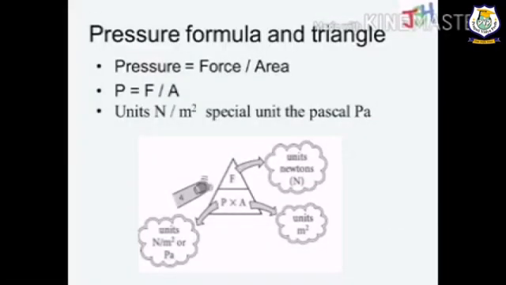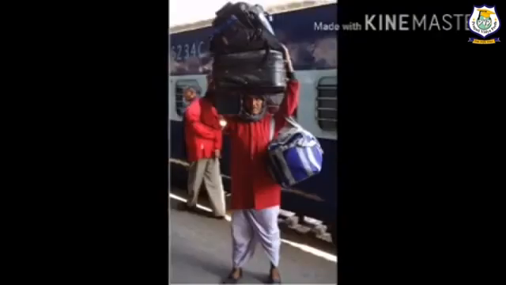Now the formula for finding the pressure is force upon area. Force will be represented by capital F and area will be represented by capital A. And the unit of force we all know, Newton, and the unit of area is meter square. So the unit of pressure will be Newton per meter square. Newton upon meter square is also called Pascal, P-A-S-C-A-L. We will learn about some applications of pressure.